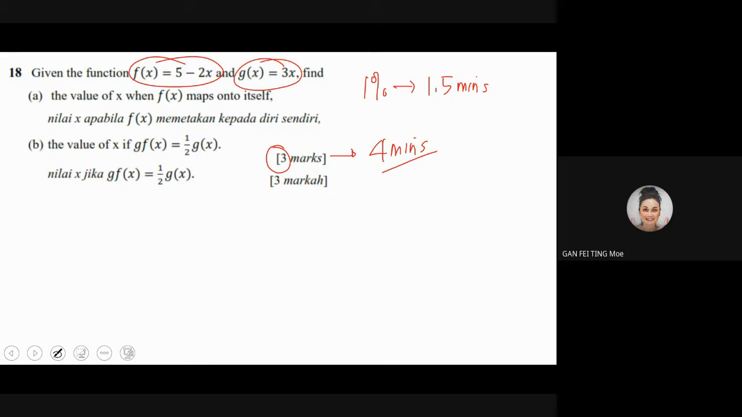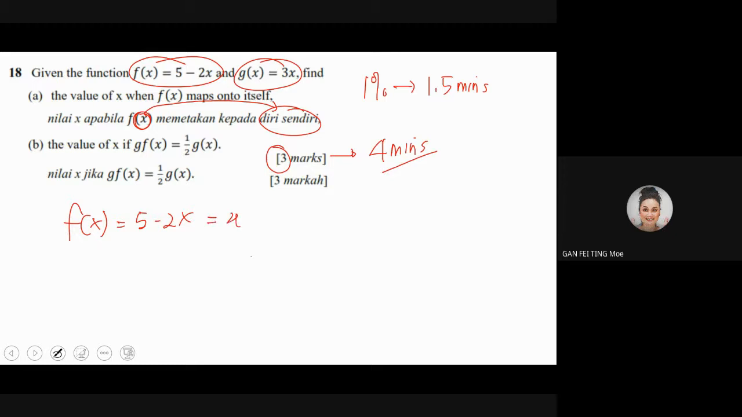Okay. But you need to understand, memahami soalan. Dia kata nilai x, the value of x when f(x) maps onto itself. Nilai x apabila f(x) map pada diri sendiri. Maksud dia, this is the object. Dia peta pada diri dia sendiri. Means that the object and the image are the same. Okay, meaning that this is the object. This is the function given to me, 5 minus 2x. And then the output is x.